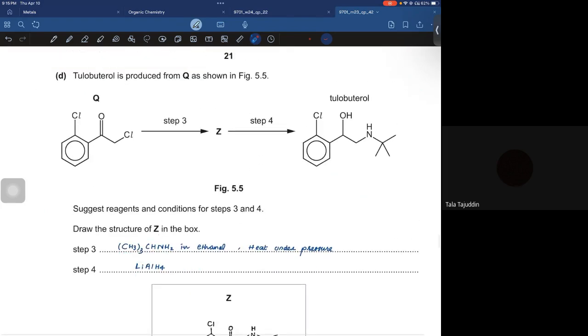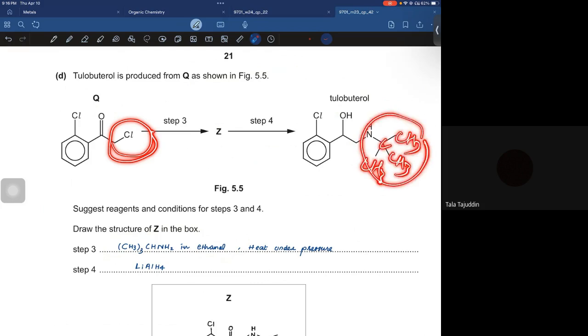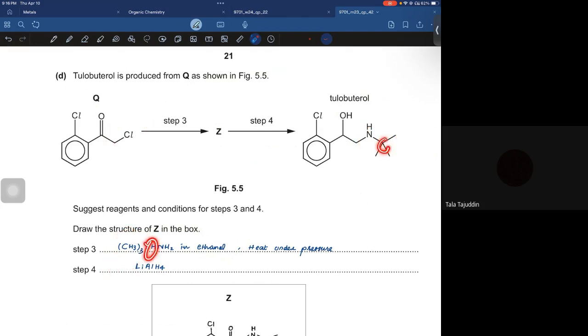Okay. Then suggest reagents and conditions for steps 3 and 4. If you can see Z now, you can see this is a ketone, and this is an alcohol. So what I did, first of all, in step 3, I have reacted this in ethanol so that the chlorine can be replaced by that group. It is a carbon with CH3, CH3, CH3 attached, which is attached to this CH2 NH2 in ethanol.